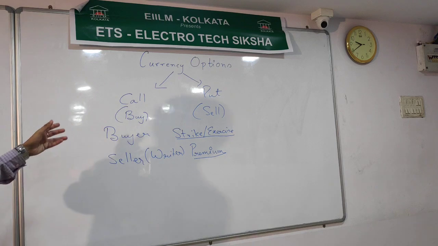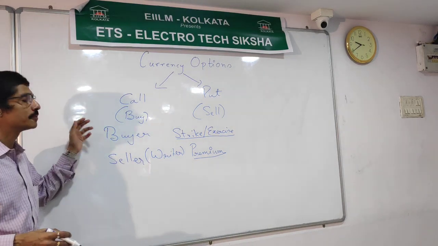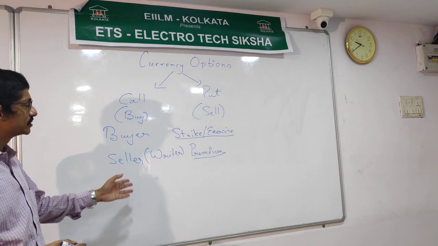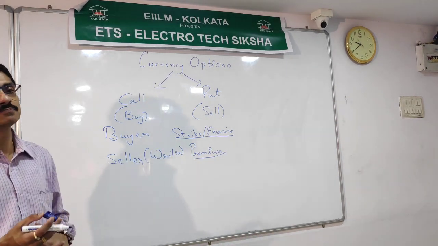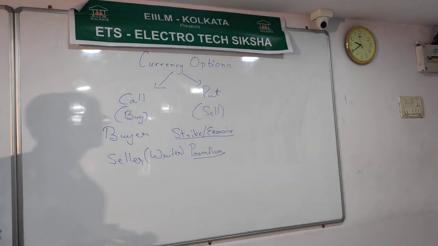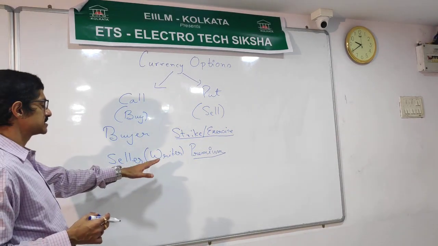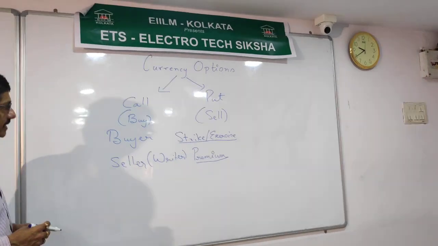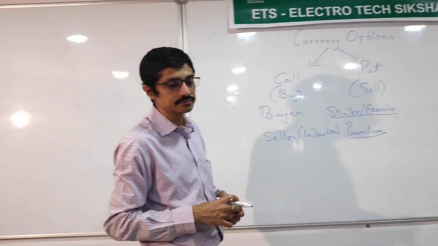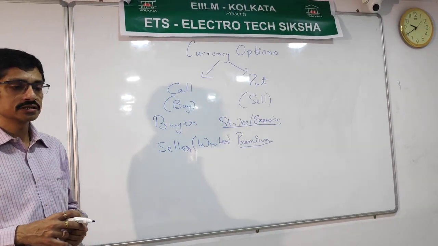First we'll discuss the call option, which I have already mentioned. A call option is an option to buy, where the buyer enters into an agreement with the seller to buy at an agreed price at an agreed time. The agreed price is called the strike price or the exercise price, and the seller is going to get a premium for that.